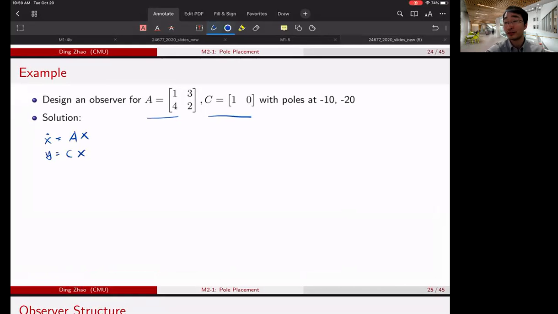I want the final system, the error E, to be E dot equals A minus LC times E. I hope this system has eigenvalues at minus 10 and minus 20. So basically this is our requirement. Given A and C, we want to compute what L is.